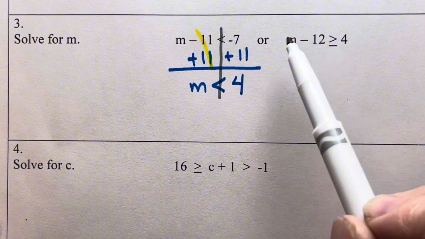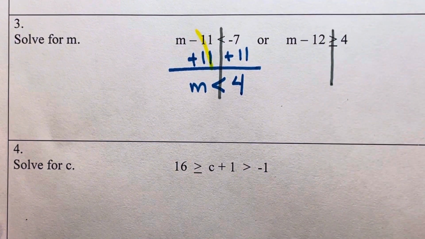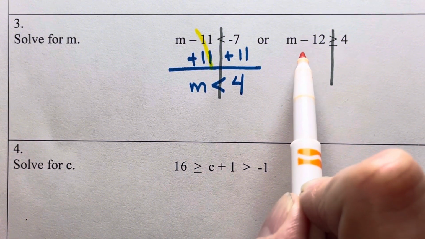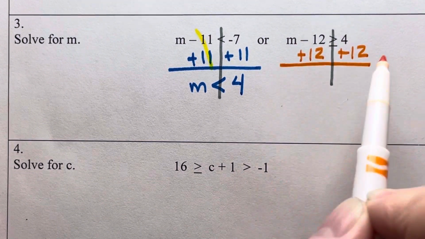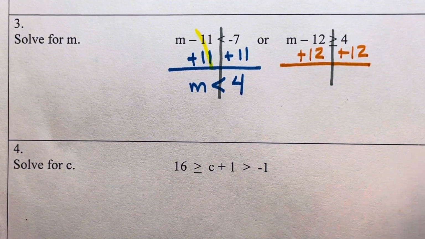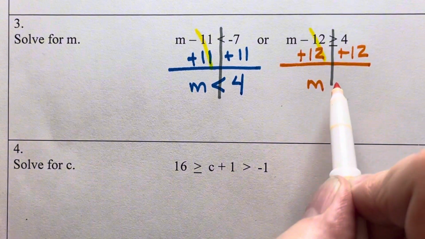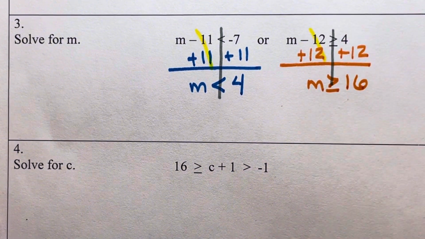Now let's work through our second inequality, where m minus 12 is greater than or equal to 4. All right, so we need to get rid of the negative 12, and we do that using its opposite, which is adding. And what you do on one side, of course you do to the other. We did that so that our 12s would cancel out by design and intention. As a result, m is now greater than or equal to 4 plus 12, which is 16.